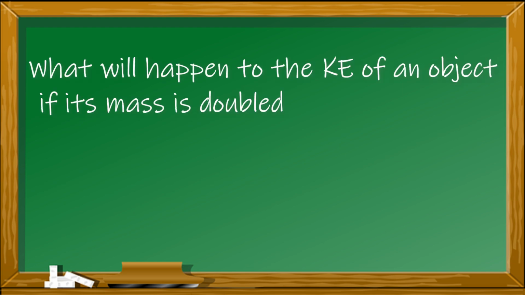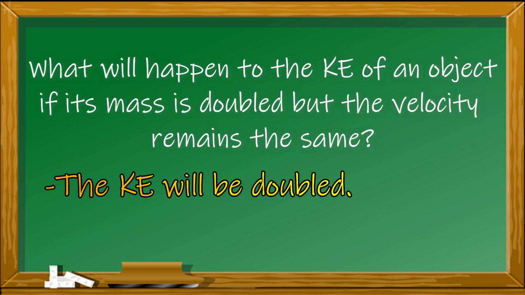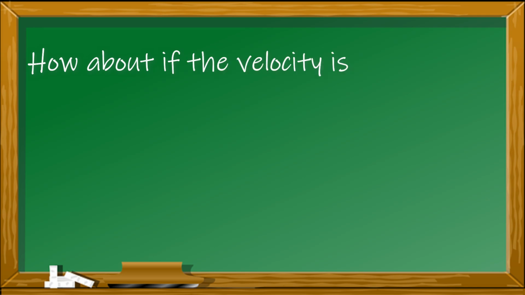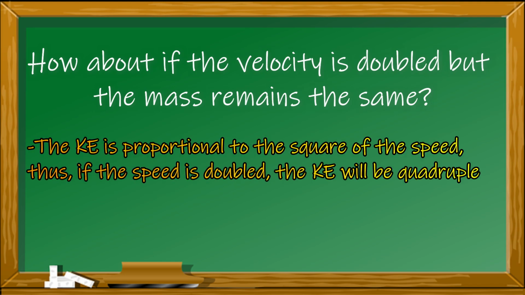Since the kinetic energy of an object depends on its mass and velocity, what will happen to the kinetic energy of an object if its mass is doubled, but the velocity remains the same? Correct. The kinetic energy will be doubled. How about if the velocity is doubled but the mass remains the same? Since the kinetic energy is proportional to the square of the speed, thus, if the speed is doubled, the kinetic energy will be quadrupled.